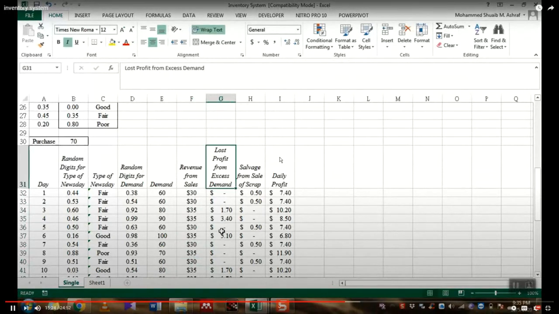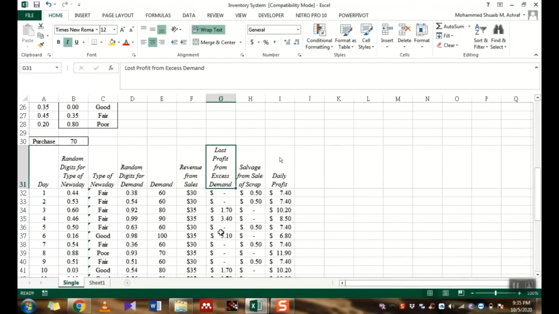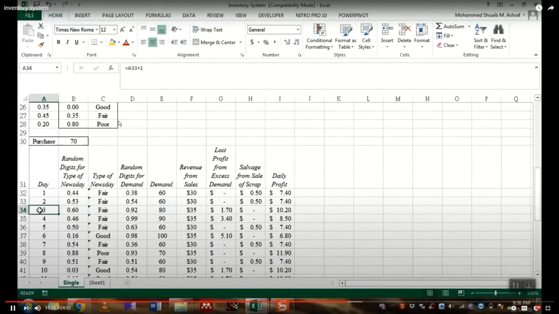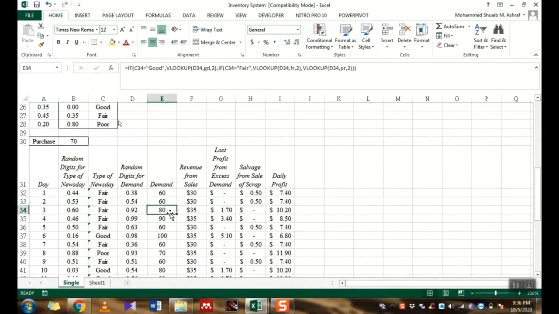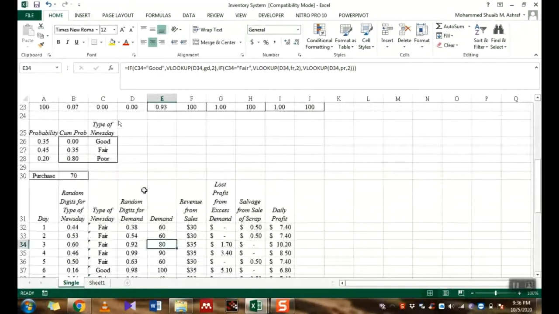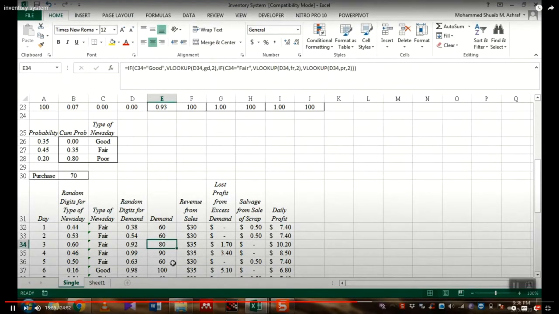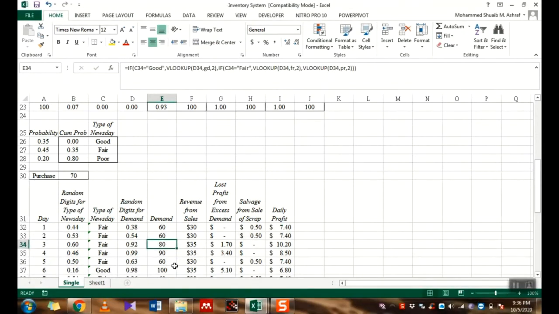Now, lost profit from excess demand. What do we mean by lost profit? See, on day three, the demand is 80 and we have 70 newspapers. So how many customers returned? 10 customers. And what is the loss of that day? We have 70 newspapers, the demand is 80, means the demand was more, so we could have sold 10 more newspapers.